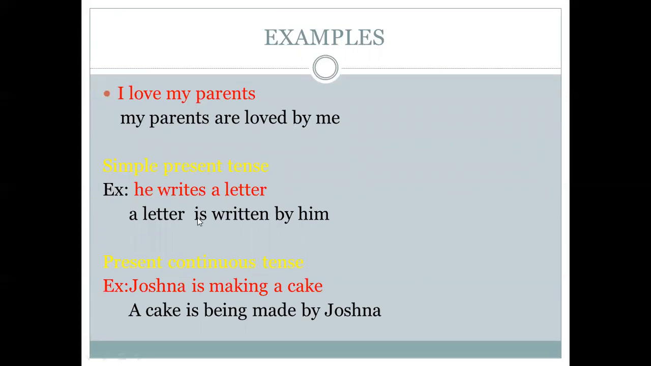He writes a letter. A letter is written by him. So it is simple present tense. So we have to use is. Here he is singular, so we have used is. If it is plural, we have to use are. So present continuous tense. Joshna is making a cake. A cake is being made by Joshna. So we have to use being plus V3 when it is in present continuous tense.